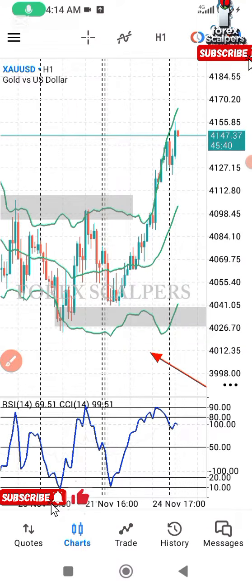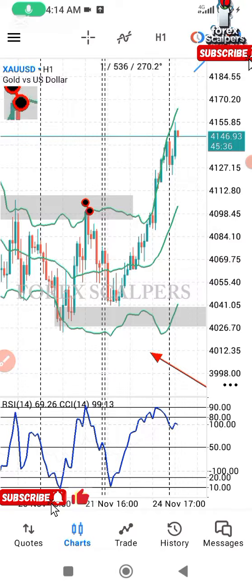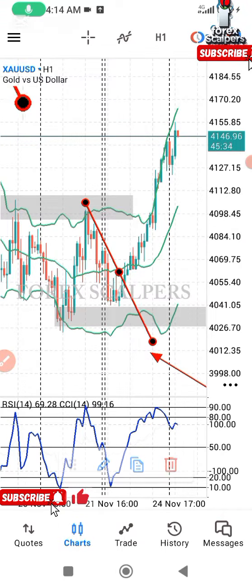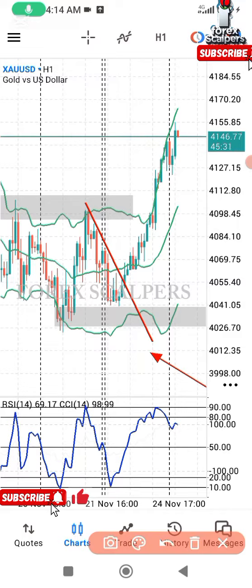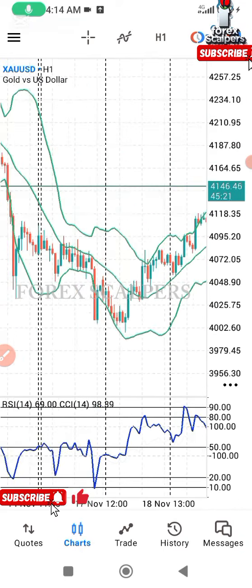Okay, you can as well use your trend line as a confirmation tool. Connect your trend line this way, and you wait for price to break out of it. So here price breaks out of your trend line, and then you are good to go. So this is how you can use the Bollinger band as your entry confirmation.